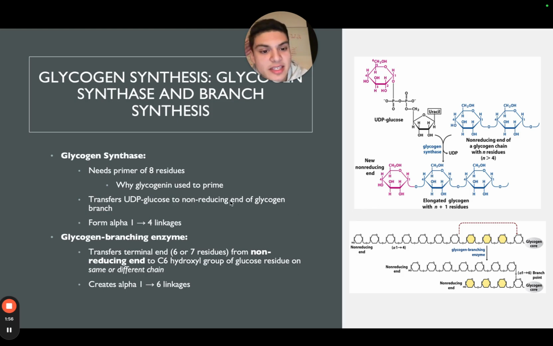And glycogen synthase forms the alpha-1,4 linkages. And the glycogen branching enzyme, now talking about this other one, is where it transfers the terminal end of 6 or 7 residues from a non-reducing end and basically puts them on the same or a different chain. So as you can see here, we have 1, 2, 3, 4, 5, 6, 7. We're going to cleave this bond. We're going to move it to carbon number 6 of wherever in this chain. It doesn't have to be the first one. It could just be later on. And as you can see here, it forms an alpha-1,6 branch. And again, the alpha is very important to memorize as well.